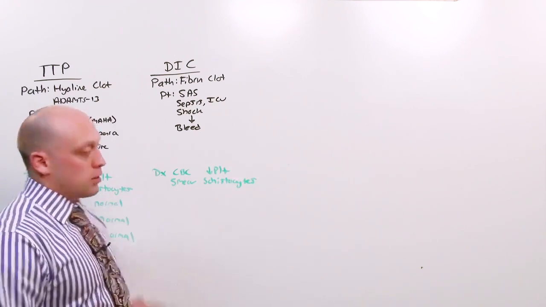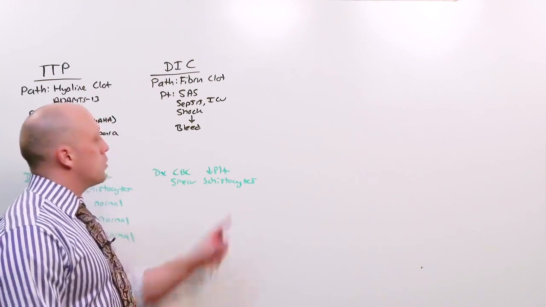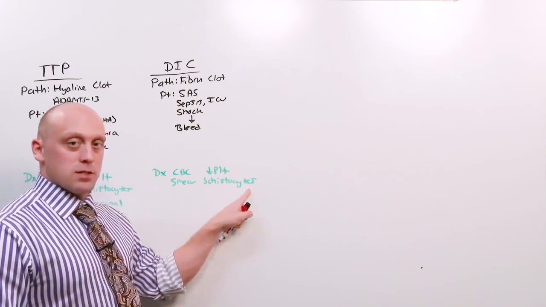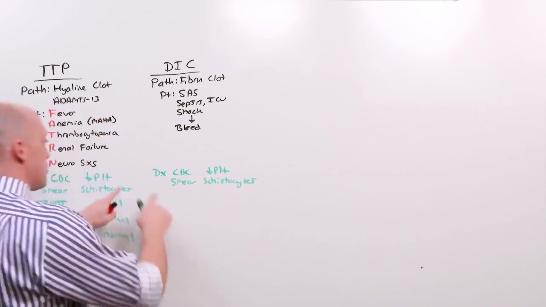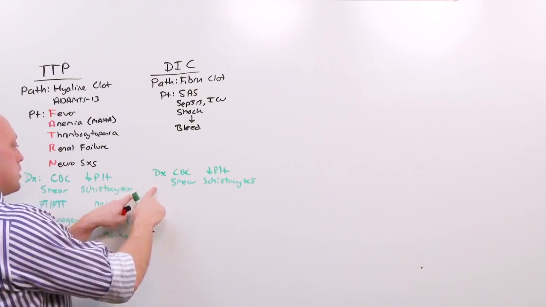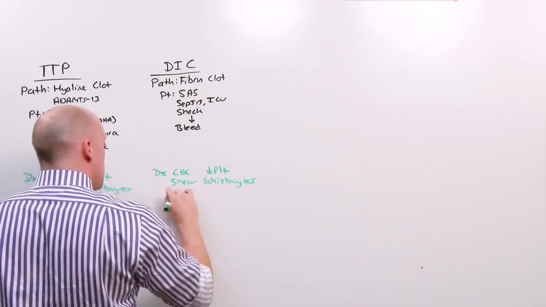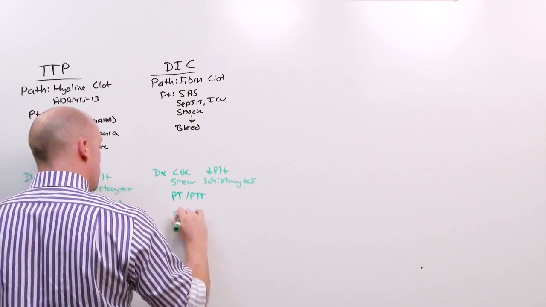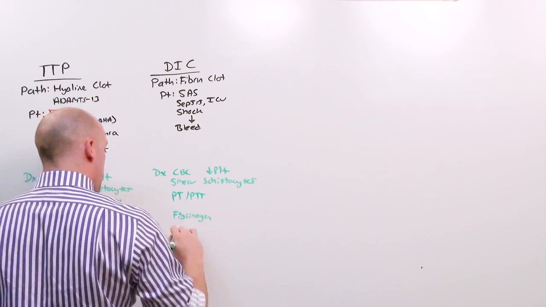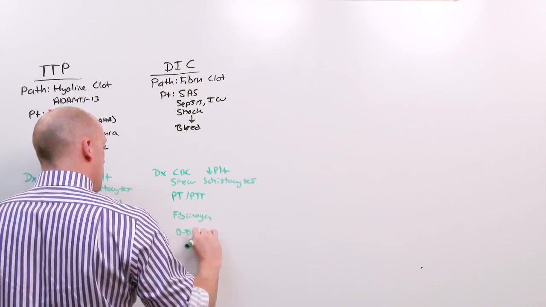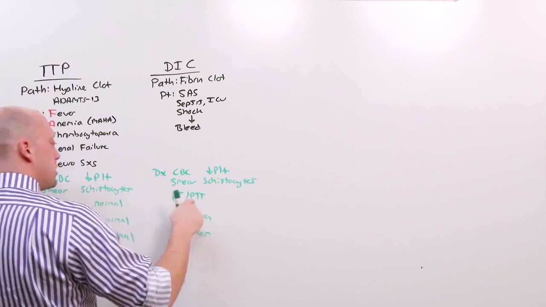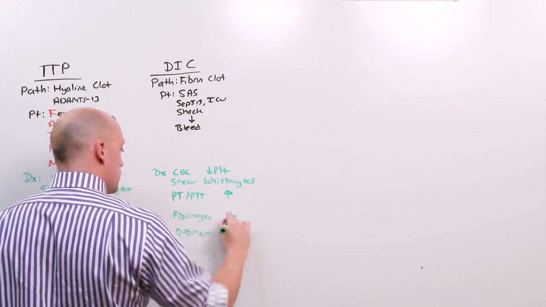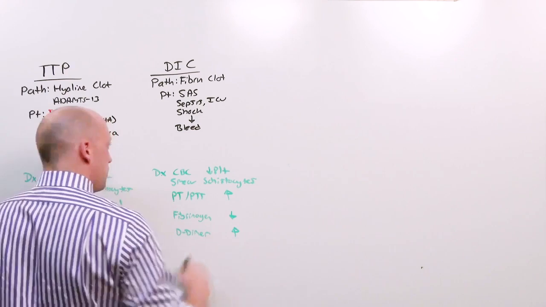In this case, the fibrin clots are being built using platelets, so platelets are low, and those fibrin clots shred up the red blood cells, leading to schistocytes. The platelet count and the smear are the same between TTP and DIC. When you get the coag panel, because this is a fibrin clot, it is going to be deranged. You're using up factors, so your PT and your PTT will elevate. You're using up fibrinogen to form the fibrin clot, so it's low, and the D-dimer will be elevated.